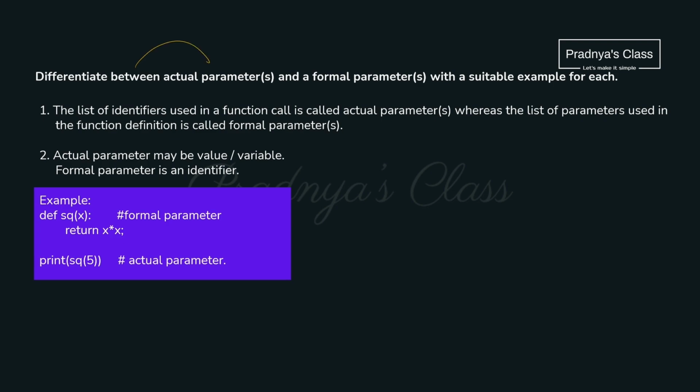Here is one theory question: the difference between actual parameter and formal parameter. You know, when we call the function, the parameters in that function call are actual parameters and the parameters in the function header are called formal parameters. The words argument and parameter are used interchangeably. If it is specifically asked, these are arguments and these are parameters.